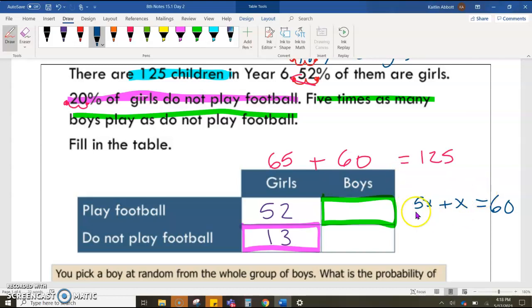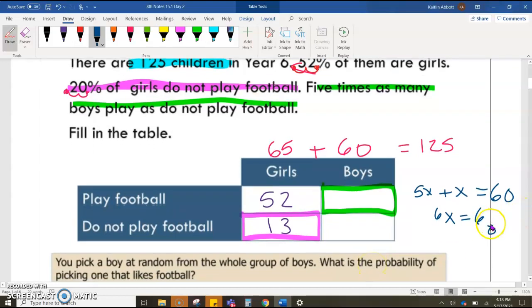So we're going to solve this and get an equation. So we got an equation. So 5 times x plus x, because we don't know how many people play football or not play football, but we do know that 5 times as many do as don't. So let's solve for x. So let's do 5x plus x gets us 6x equals 60. Then we're going to divide by 6. Divide by 6. Those go away. We're left with x equals 60 divided by 6 gets us 10.